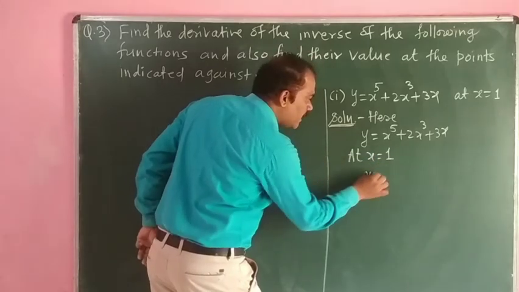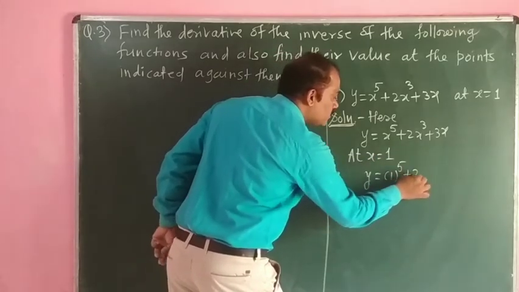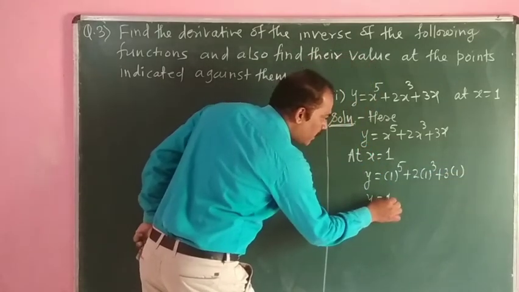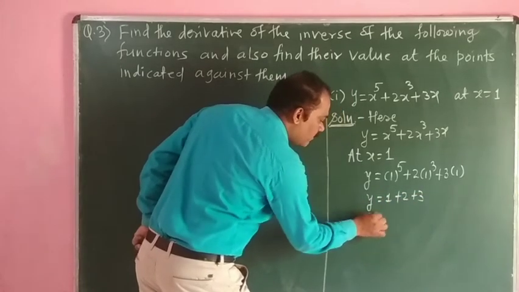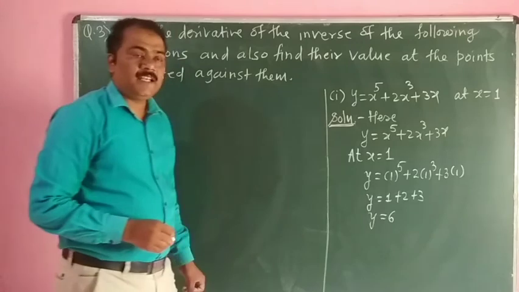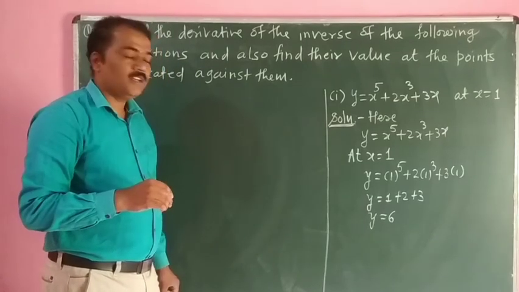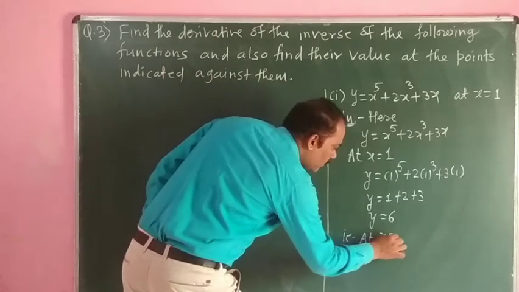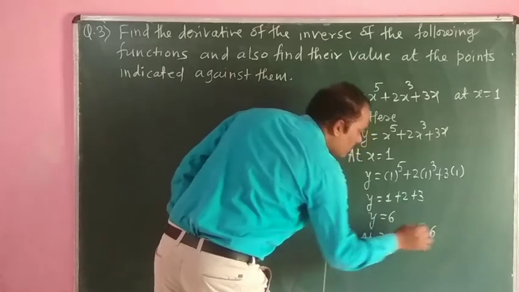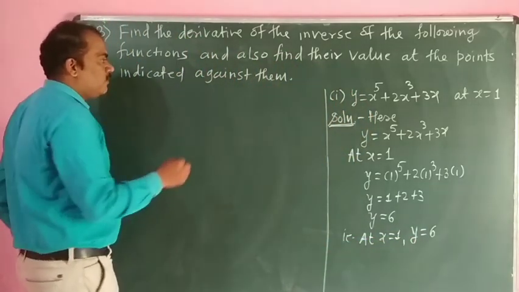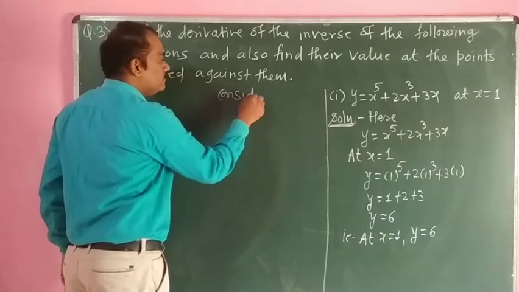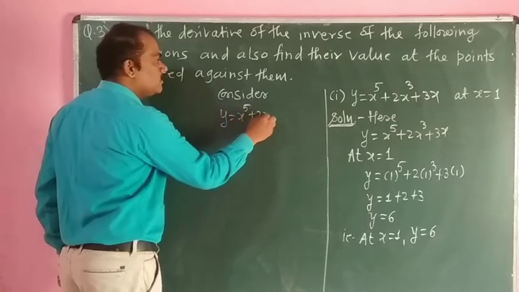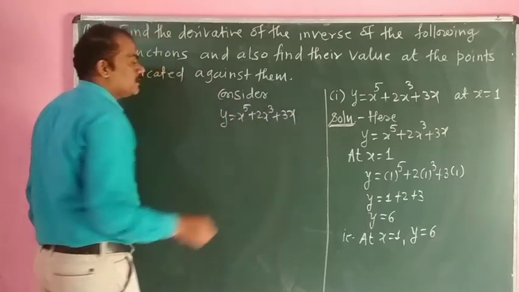what we get is y is equal to 1 raised to 5 plus 2 into 1 cube plus 3 into 1. That is y is equal to 1 plus 2 plus 3, that is y is equal to 6. It means that at x is equal to 1, it is nothing but y is equal to 6. Now consider y is equal to x raised to 5 plus 2 times x cube plus 3x.